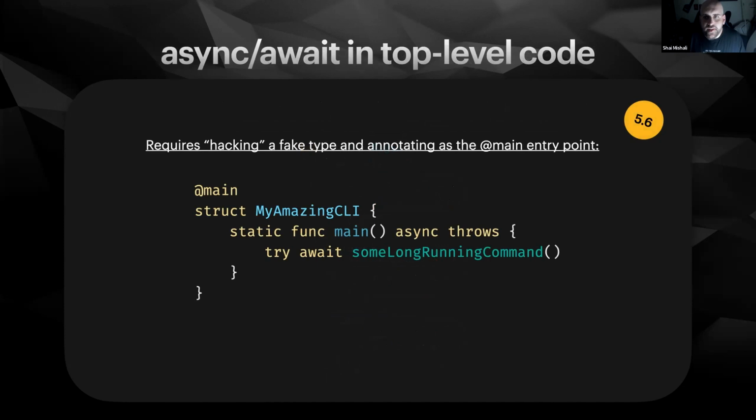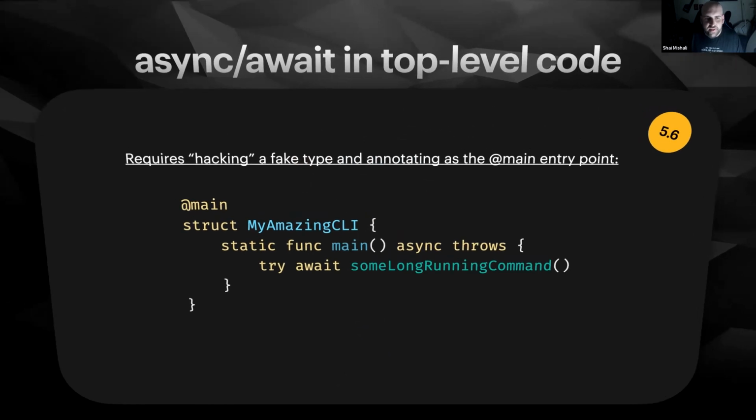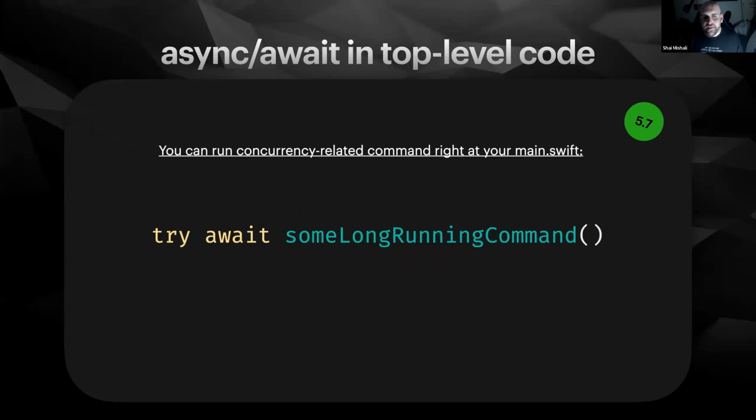About using async await in top level code, if you've ever written a CLI that uses async await, you know you would have to write this hack with an @main with a struct. This isn't needed anymore. You can just write your async await based code at the top level of your main Swift file and it just works with no issues.